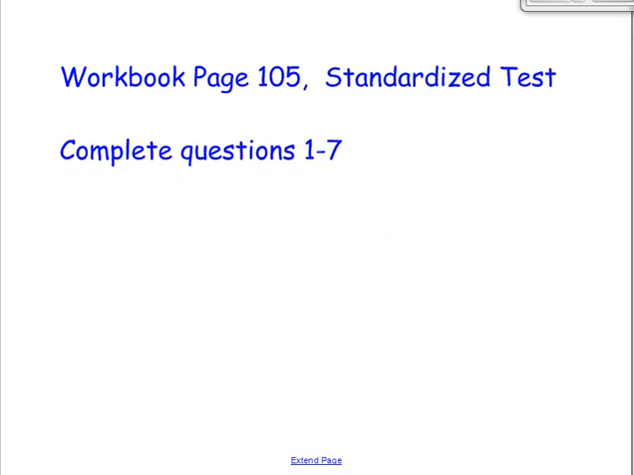Okay, so let's just go ahead and finish up the lesson here. I want you to get out your workbook again. Look at page 105. This is just a standardized test. It's got about 7 questions. Just fill in the answers there. No hard stuff to do.